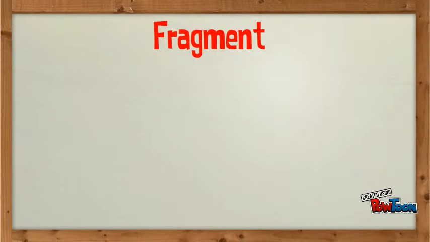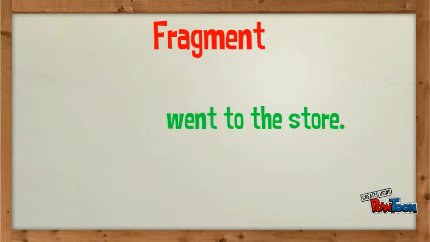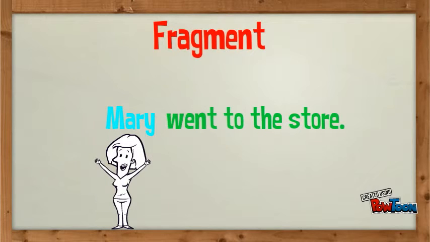These sentences need to be joined together by a conjunction and a comma, or become 2 separate sentences. A fragment is simply an incomplete sentence. The fragment, went to the store, has a verb, but not a subject. If you just add a subject, such as Mary, the fragment becomes a complete sentence. Mary went to the store.